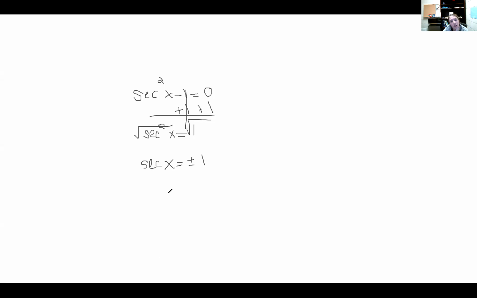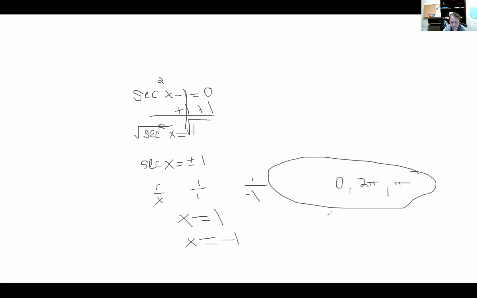And we know secant is the reciprocal of cosine, so that's r over x. We know r is 1, so that means 1 over a positive 1 is your answer and 1 over a negative 1. So you're looking for an angle measure where x is equal to 1 and x is equal to negative 1. So now look on your unit circle sheet. You can see that it's at 0, or we also call that 2 pi. And then the negative 1 for the x value is going to be at pi. Okay, so these would be your answers for that problem.